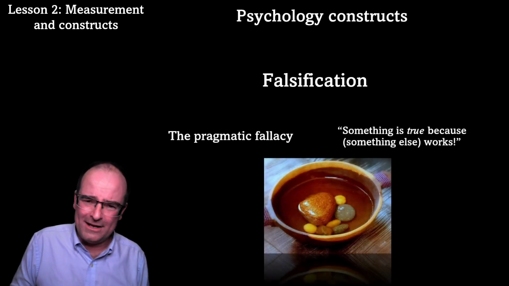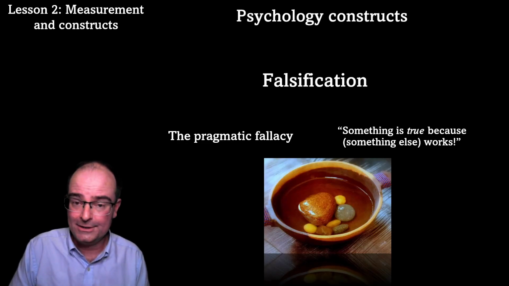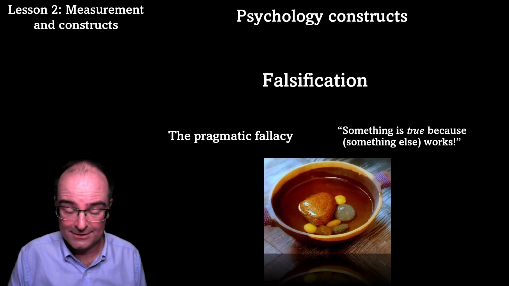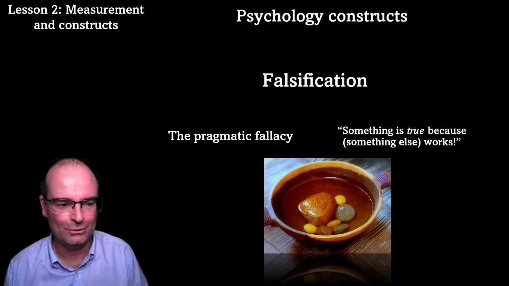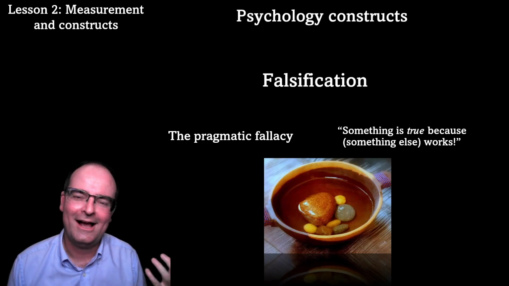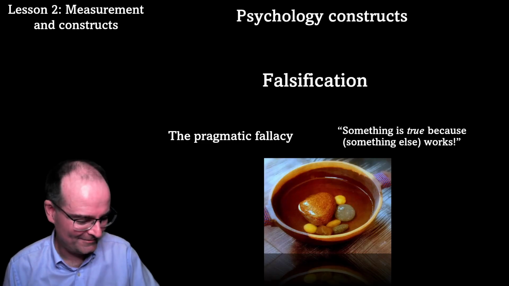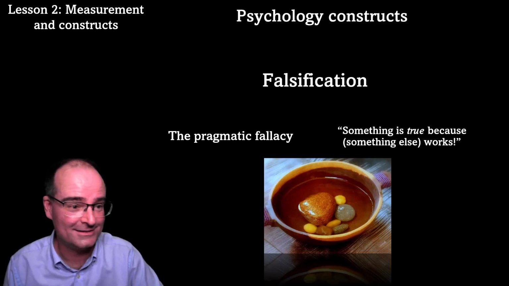The pragmatic fallacy is trying to establish something as real because it's associated with something that works. And if you're wondering why I've got a picture of a bowl with stones in it there, have a Google of the concept of soup stone, and you'll be able to find what I'm getting at. Hope the sound quality isn't affected. It just started raining heavily.